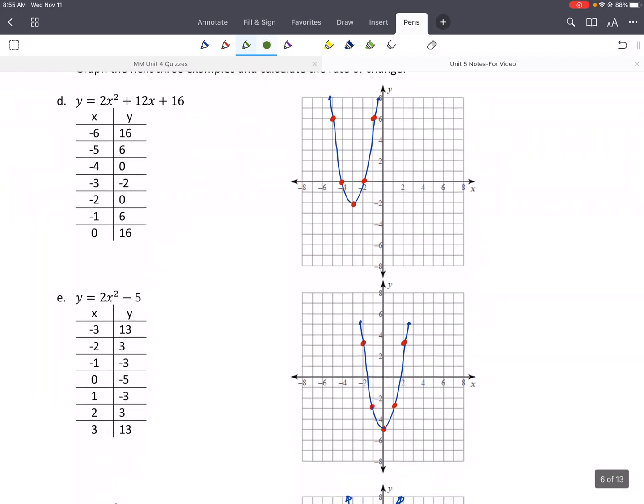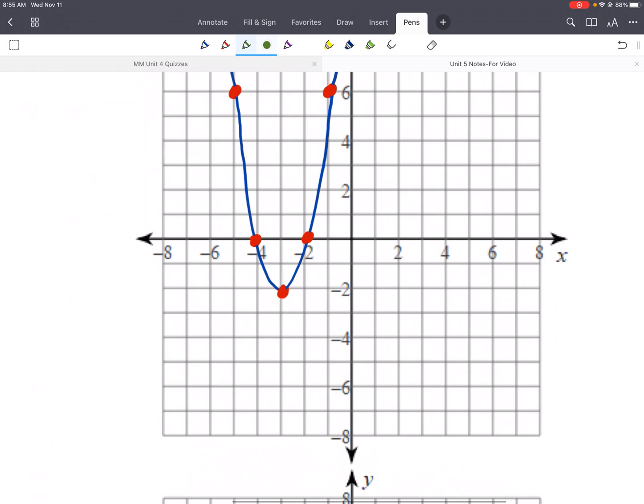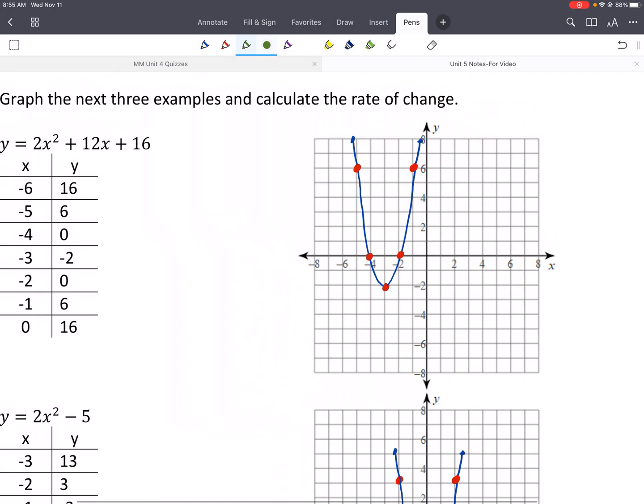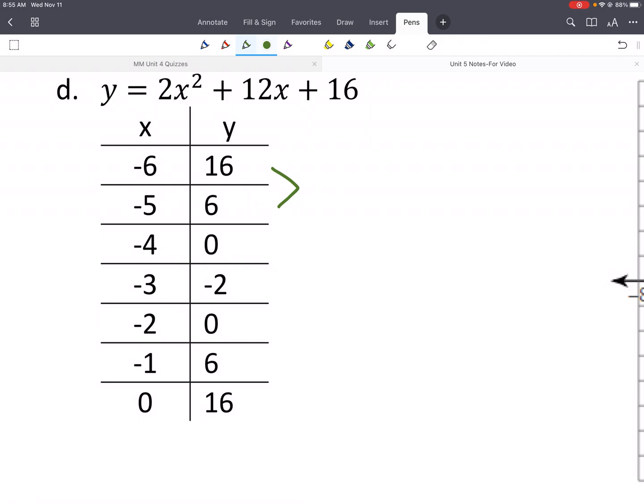Okay, so I already graphed these parabolas. If we were to go over here, we'd go over 1, up 1, over 1, up 3, over 1, no, this isn't working. Okay, so let's see what's the difference. What would be the rate of change? If we did 6 minus 16, that gives us negative 10. And then here, 0 minus 6 gives us negative 6. Negative 2 minus 0 gives you negative 2. 0 minus a negative 2 gives you 2. This would give us 6 and 10.